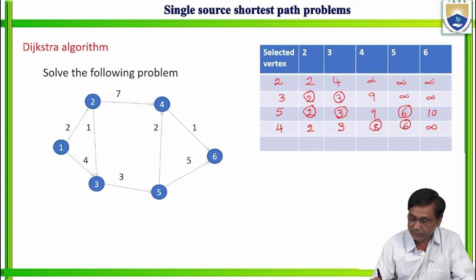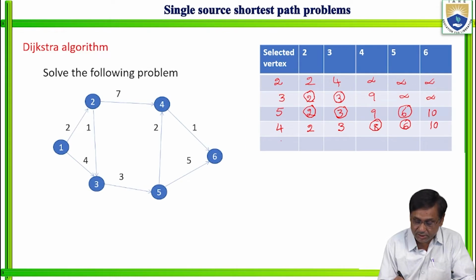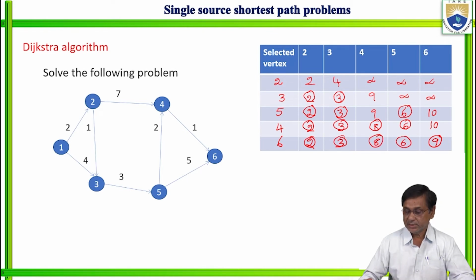This is 10 only. This is also 10. Then coming to the last one, that is corresponding to the 6. Corresponding to the 6, this is 2 only, this is 3 only, this is 8 only, this is 6 only, this is 9. So now you can select this. So this is selected, this is selected, this is selected, so that finally this is the solution.